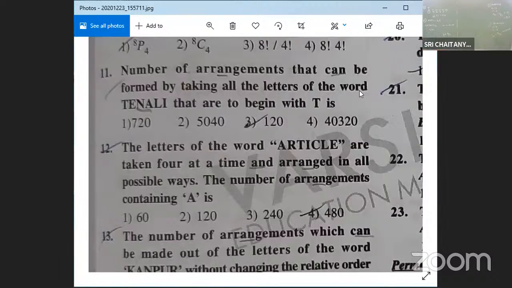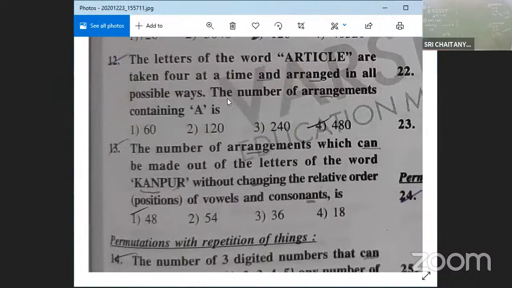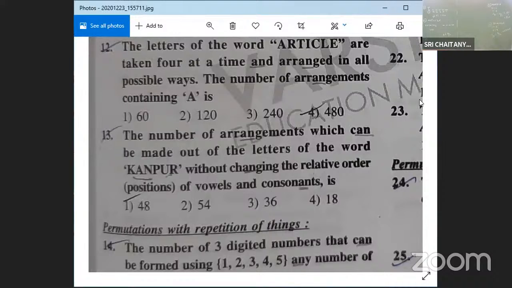Next, 13th problem. Observe. Now, see that 13th problem on the screen. The number of arrangements which can be made out of the letters of the word KANPUR, without changing the relative order of vowels and consonants, right? You should not change the order of vowels and consonants by taking all the letters of the word.